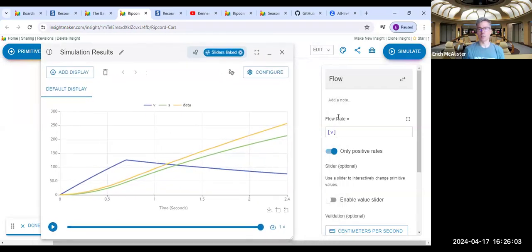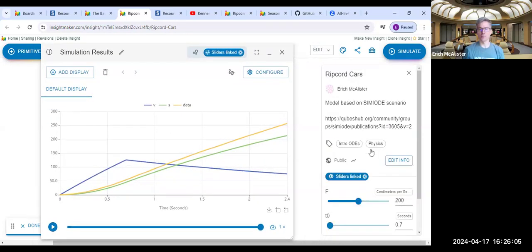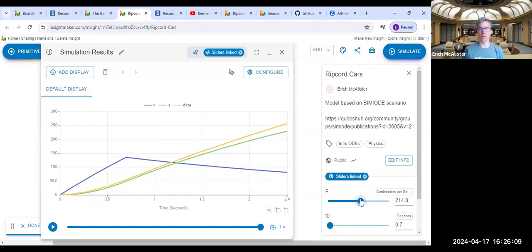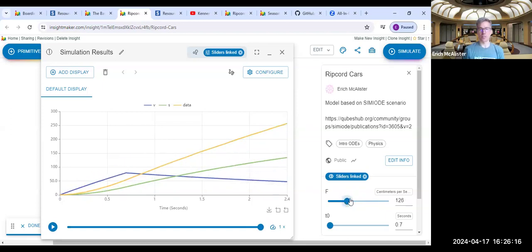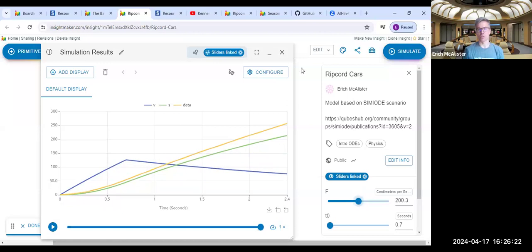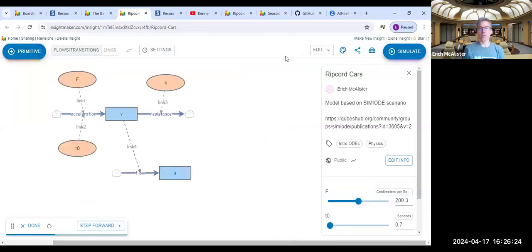If I increase the acceleration force, it's a little better, etc. I did it too much. Well, that's too small. I'm going to ramp it back up to 200 just to have a good start point, about 200.